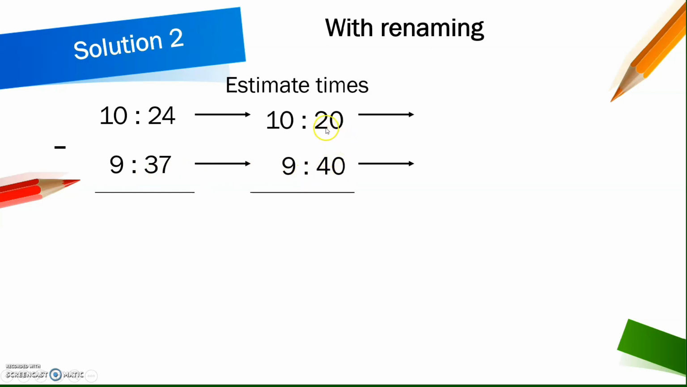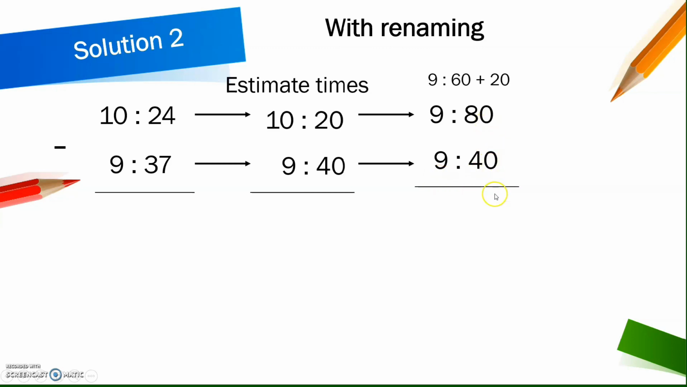So, dahil ang 20 ay mas maliit sa 40, hindi tayo pwede mag-subtract. Kaya manghihiram tayo ng isang oras sa 10. So, yung 10 ay magiging 9 hours na lang. And then, yung isang oras na 60 minutes ay i-add natin dito sa 20 minutes. Kaya magiging 9 and 80 minutes. Minus 940. So, pwede na tayo ngayong mag-subtract.